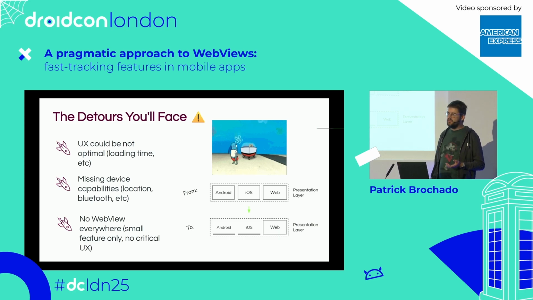You will miss some device capabilities. Things like direct camera control, Bluetooth, NFC, etc. can be tricky to access from a WebView, and it will require native bridges. And if a flow is a key conversion point for your business, like a booking or payment funnel, it probably belongs in native for maximum performance and reliability. So this is where the real world begins.